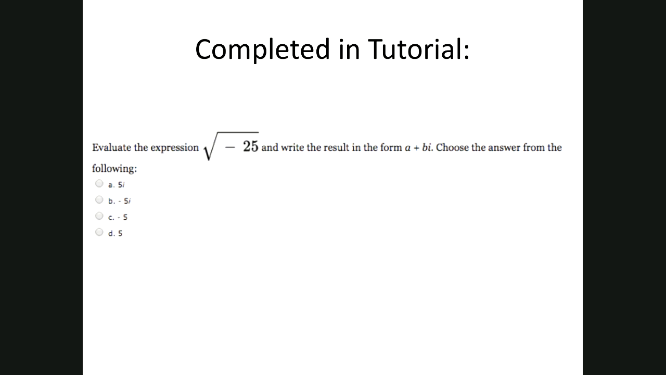Now, isn't it weird that they ask us to write it as a plus bi? This is complex form, okay? And if the a value is 0, which it is this time, because there's no real part to this problem, there's only an imaginary part, you could write it as 0 plus 5i if you wanted to, or you can just write it as 5i. Makes no difference. When there's a 0 for the real part, you just leave it off.